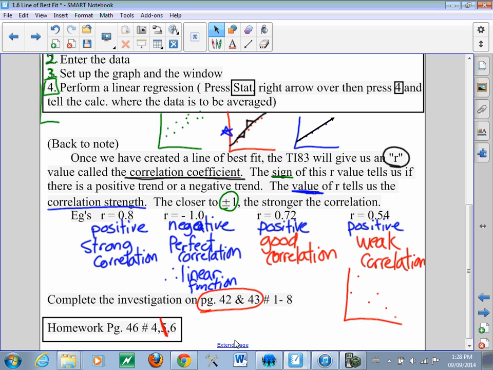Remember, your homework today is page 46, numbers 4 and 6. You'll need graph paper, and you can take a piece of graph paper and flip it into half. If you don't have any graph paper, just Google graph paper online, images, and you'll be able to download one or print one off, no problem.